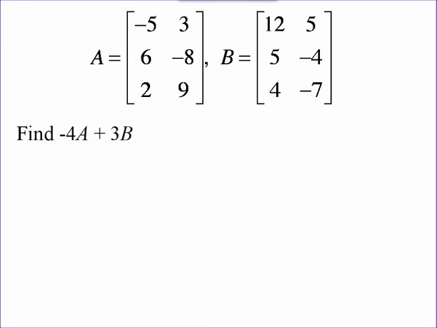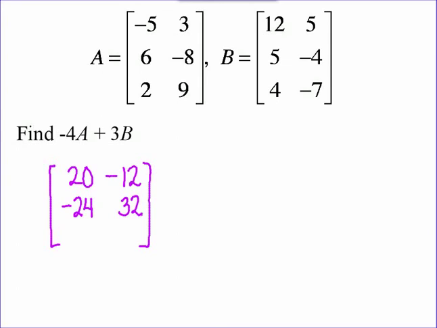Yeah. What, in fact, are the dimensions of each of them? 2 by 3. A what? 3 by 2. It's 3 rows by 2 columns. So for negative 4a, what I'm going to do first is multiply that by negative 4. So I should get 20, negative 12 in row 1. I should get negative 24 and 32. And then what would row 3 look like? Negative 8 and negative 36.